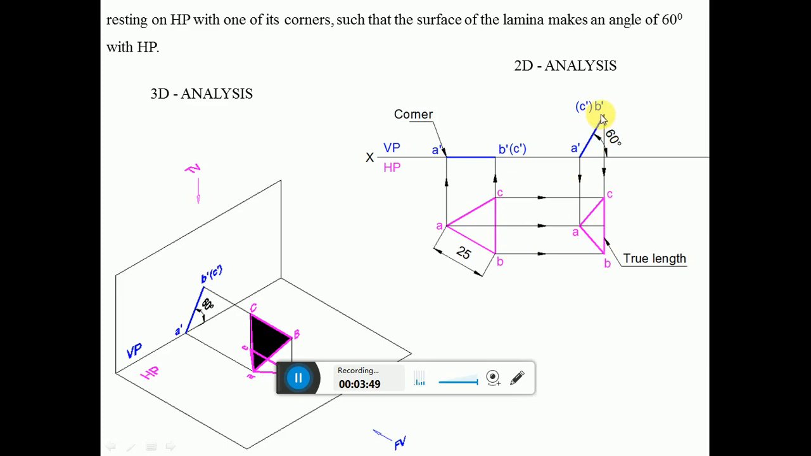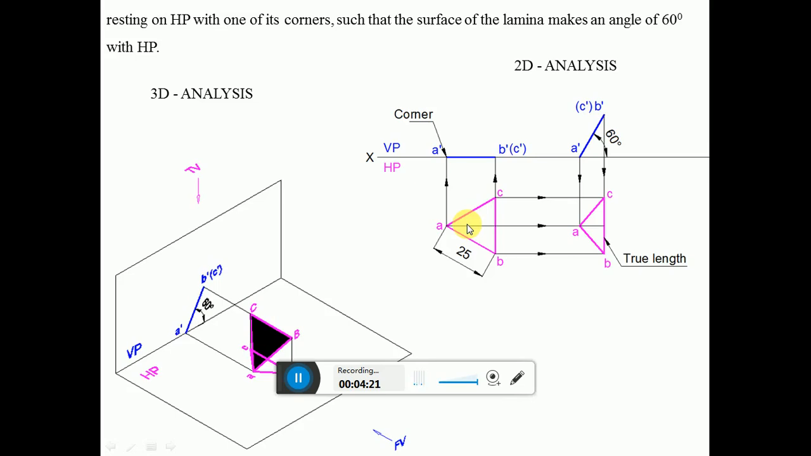Since B dash C dash is parallel to HP, I am getting the true length in BC. A dash B dash is inclined to HP, so AB is in apparent length. Similarly, C dash A dash is inclined to HP, so this will also be in apparent length. Only the length which is parallel, B dash C dash, will be in true length. That length will be equal to BC, which is 25 mm.